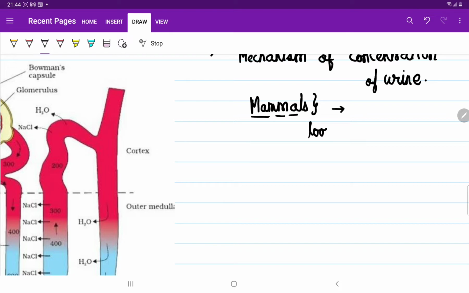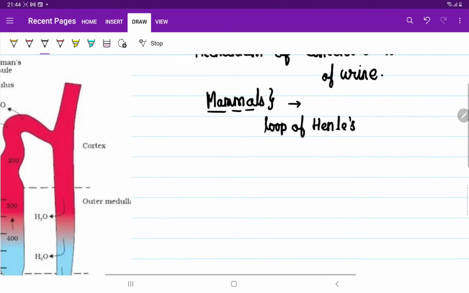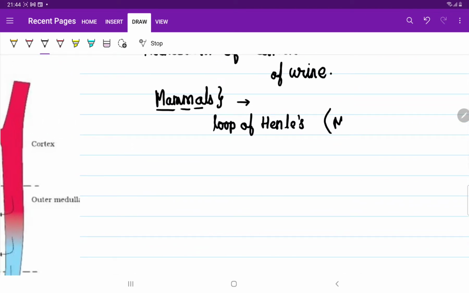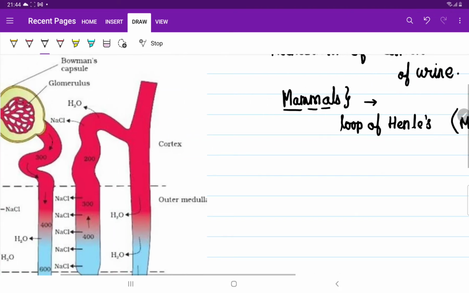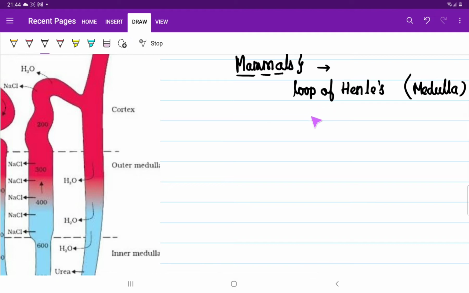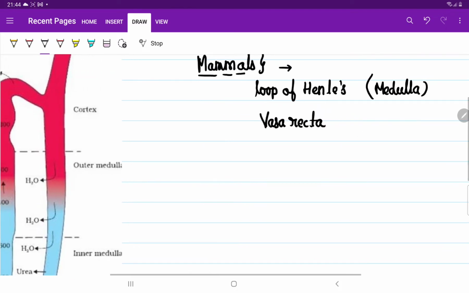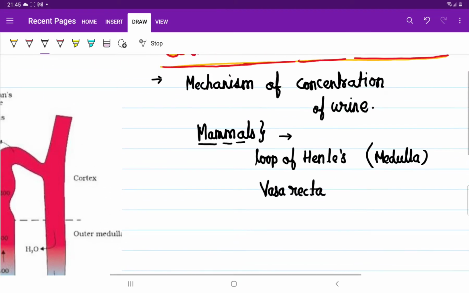This loop of Henle is present in the medulla, not in the cortex of the kidney. Right. So this loop of Henle, and then a network of fine blood capillaries surrounding it, that is called vasa recta. Together, because of these two structures only, the mammal can concentrate the urine.